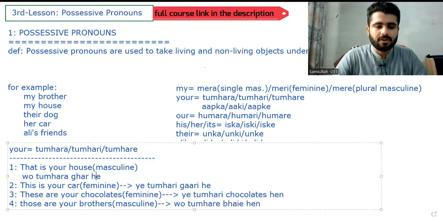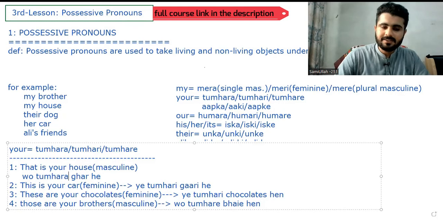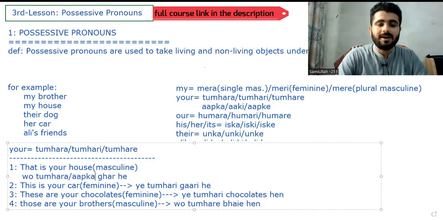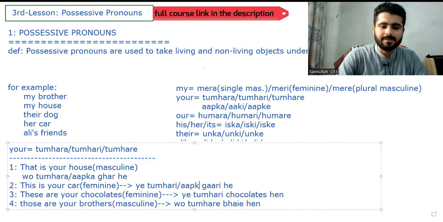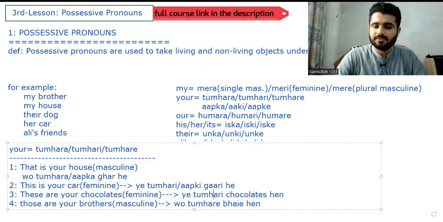If you want to be formal, then simply look at the first one. वो तुम्हारा नहीं, वो आपका घर है. Second, ये तुम्हारी नहीं, ये आपकी गाड़ी है. Third, ये तुम्हारी नहीं, ये आपकी चॉकलेट्स हैं. Last one, वो तुम्हारे नहीं, वो आपके भाई हैं.